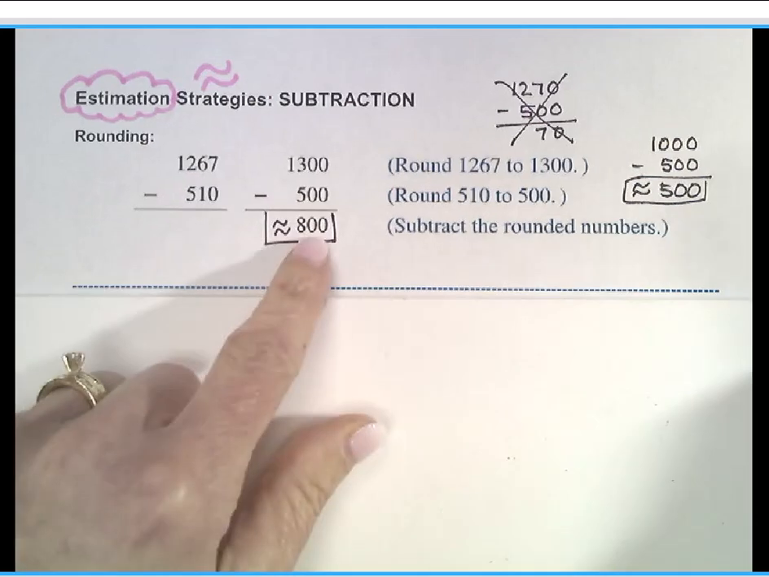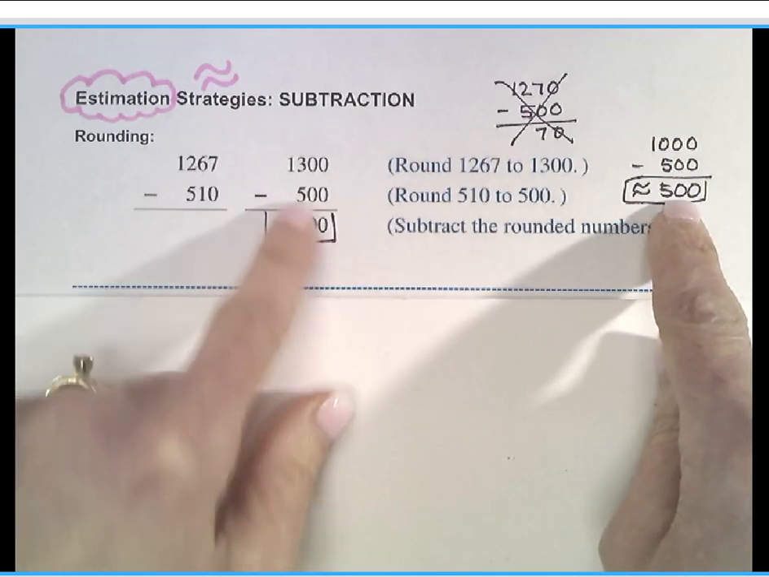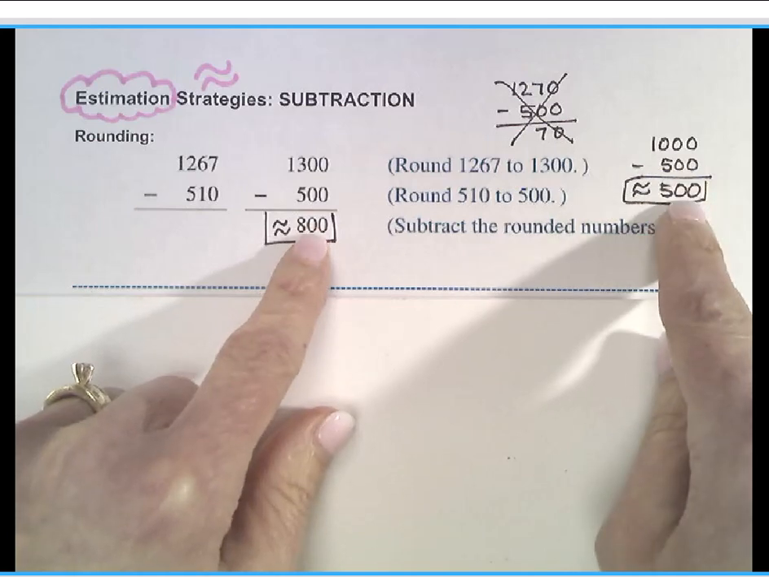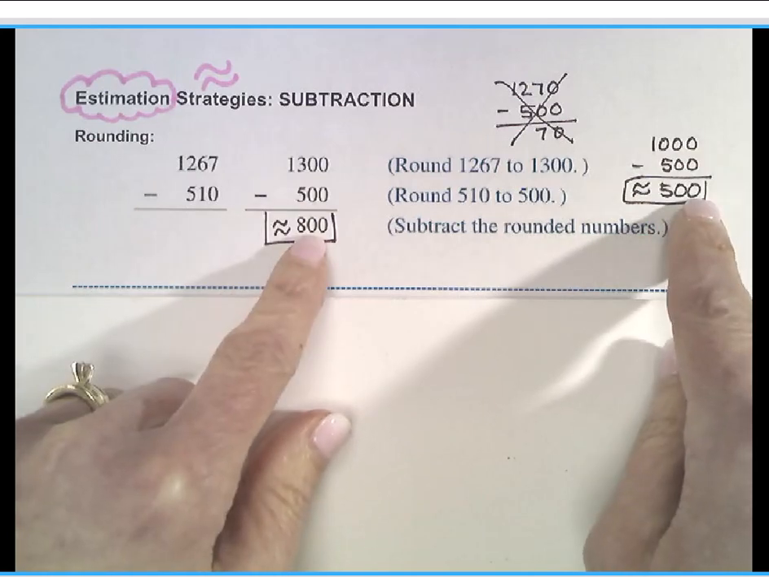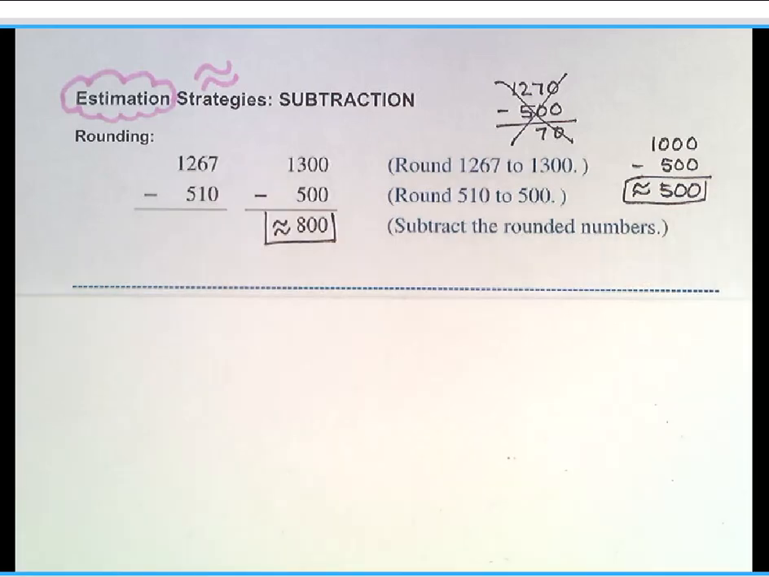And you could give 800 or 500 as an answer, and as long as I can see how you came up with it, then I can't really argue. But I kind of need to know how you came up with it to know if your estimate is a good estimate or not.